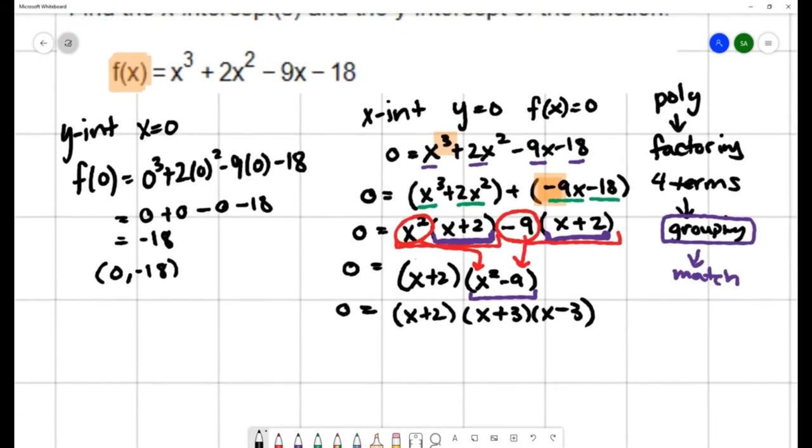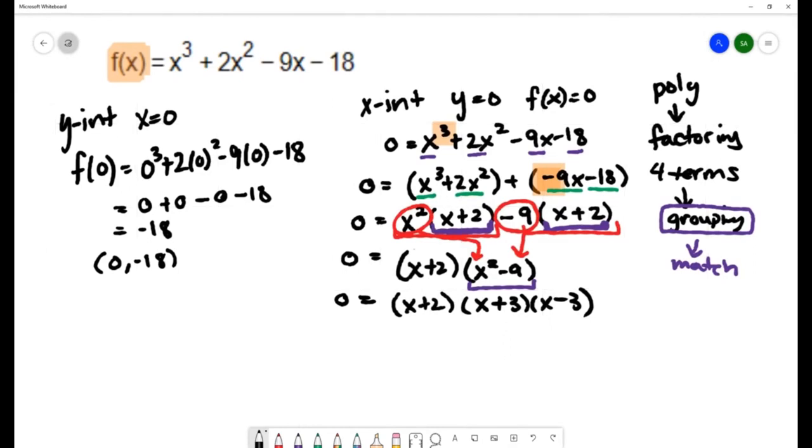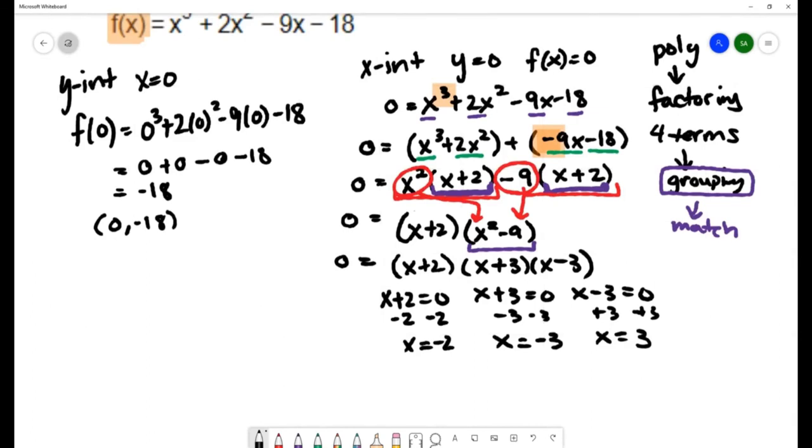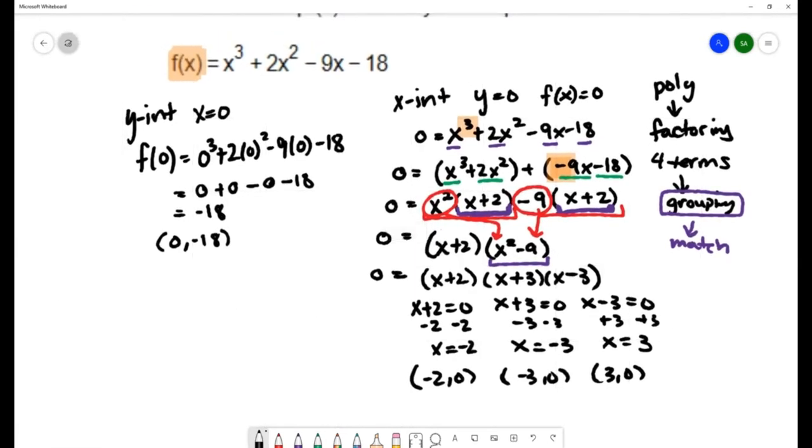And then we're going to use the zero product property and set each factor equal to 0. And we subtract 2, subtract 3, and add 3. And get x equals -2, x equals -3, and x equals +3. So we have 3 x-intercepts. It's (-2, 0), (-3, 0), and (3, 0). So we found all of the intercepts of this polynomial function.